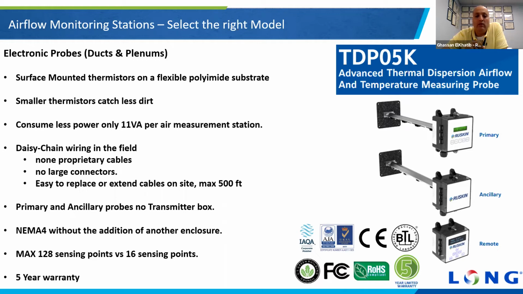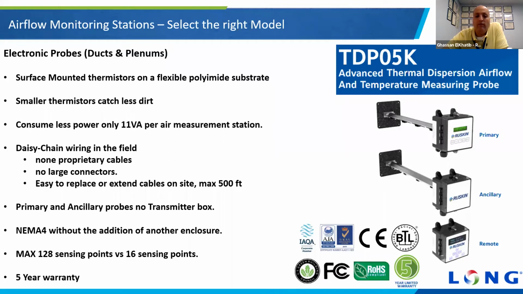The beauty of these systems again is that they use non-proprietary cables. In the previous generation you had to use a certain cable at a certain length with large connectors, so you could feed them through conduits. With this one, you can use any wire at a certain gauge. We can go up to 500 feet with that wire. So a lot longer cables, and you can use a primary and secondary without having to use transmitters.